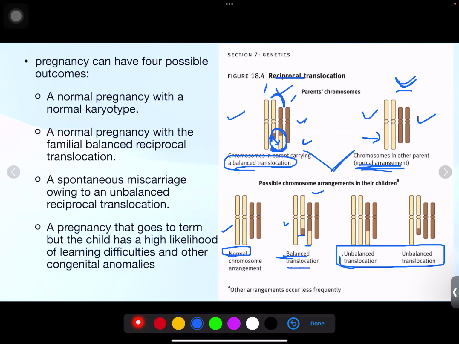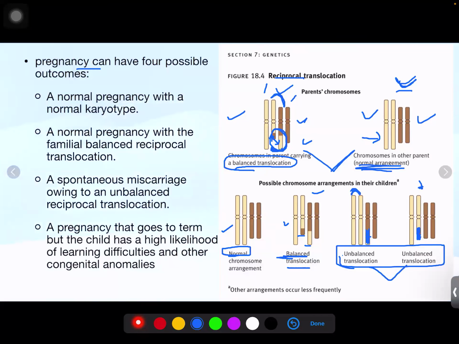You see how these are unbalanced. See, this is an extra. This yellow, this much genetic material is extra here. These chromosomes are normal and this yellow is extra. And what happens here? This was missing. This yellow should have been here. So this offspring has a missing genetic material. So these two are unbalanced.